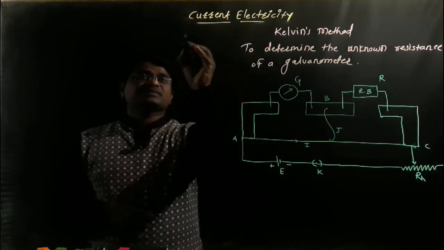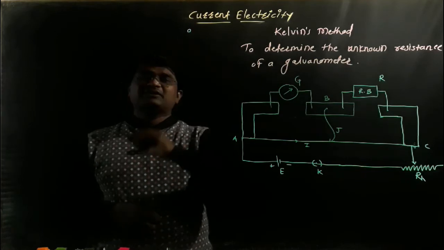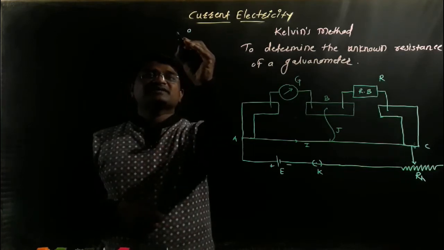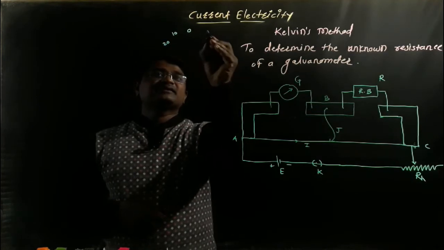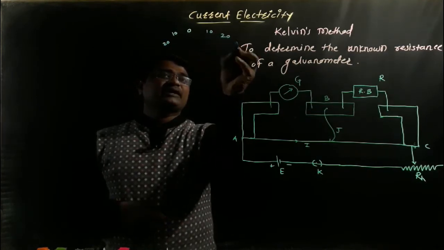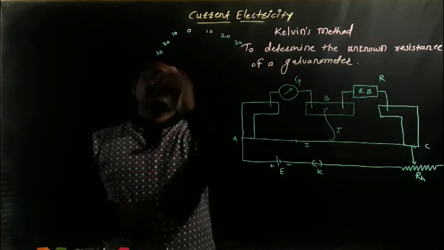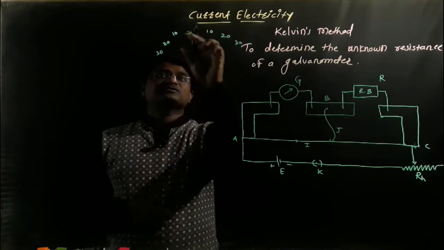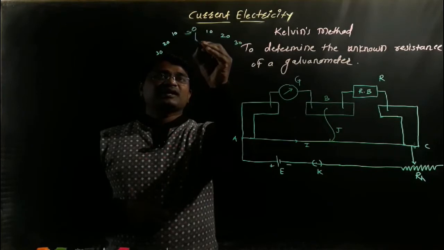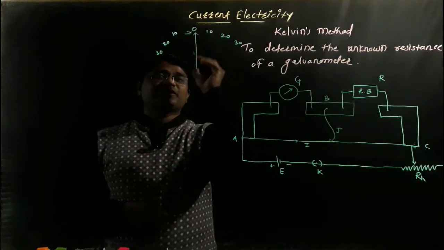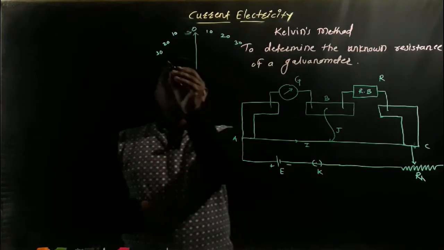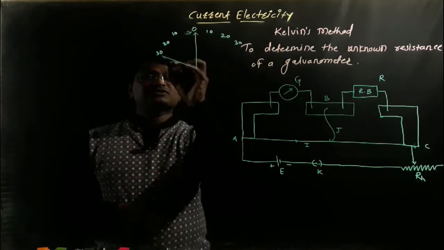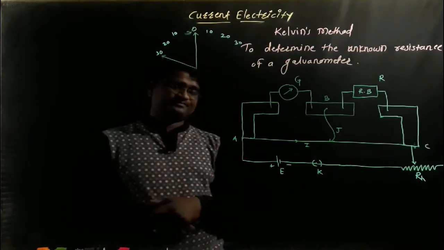Let's see here. Imagine that this is the center of the galvanometer, and on the left side and the right side there is a scale of 10, 20, 30. Now here also 10, 20, 30. This is the scale of the galvanometer, whose center is denoted here, and this is the pointer of the galvanometer. Let's imagine that when the key is closed, we observe the deflection of the galvanometer on one side.